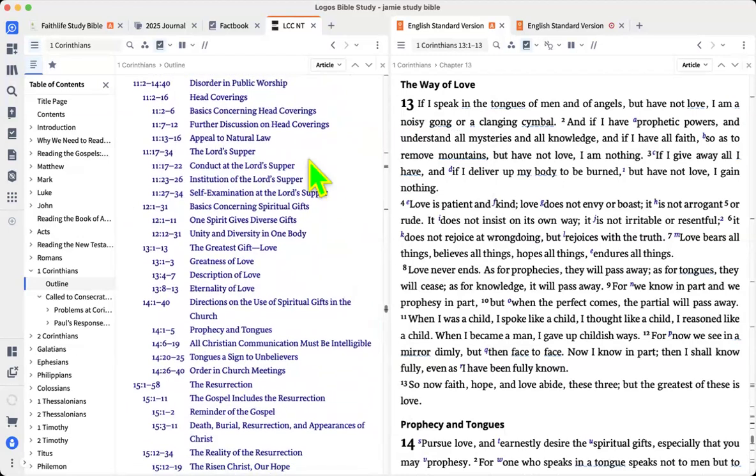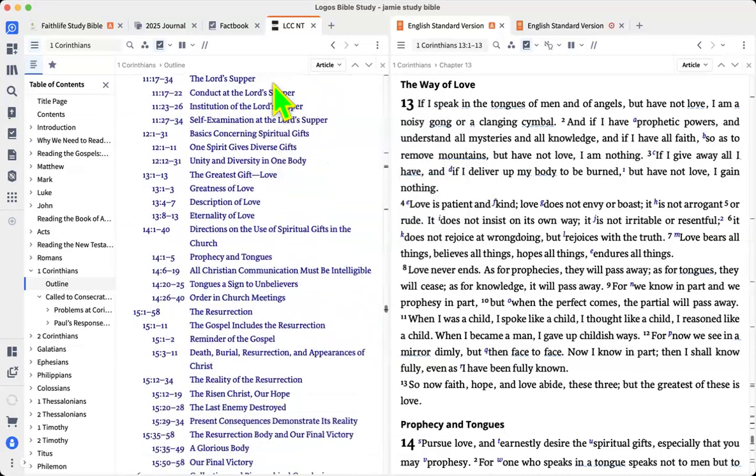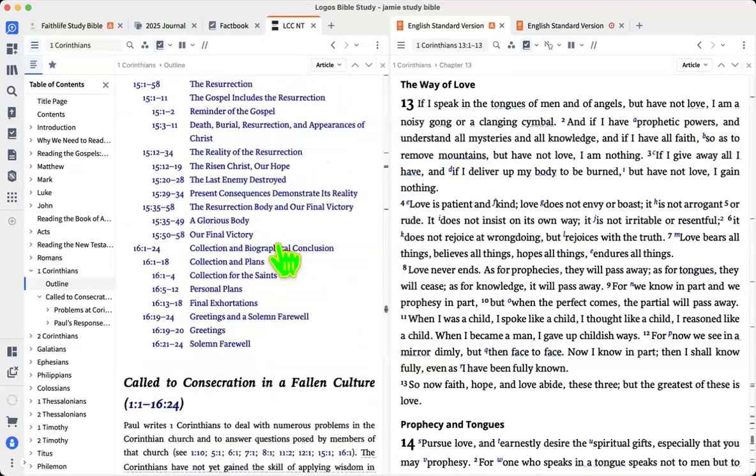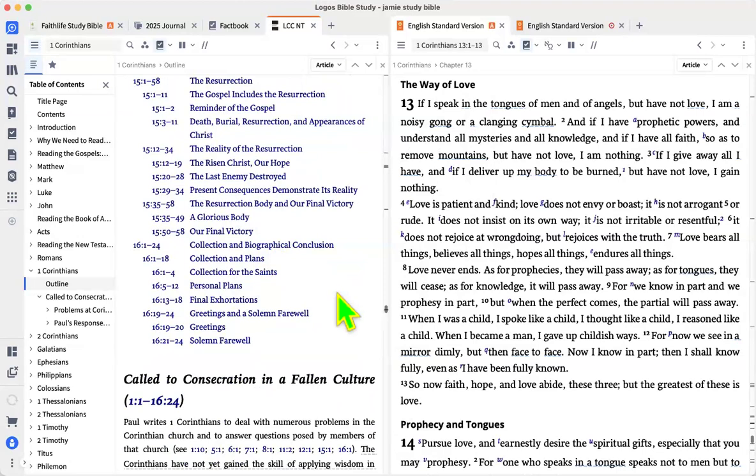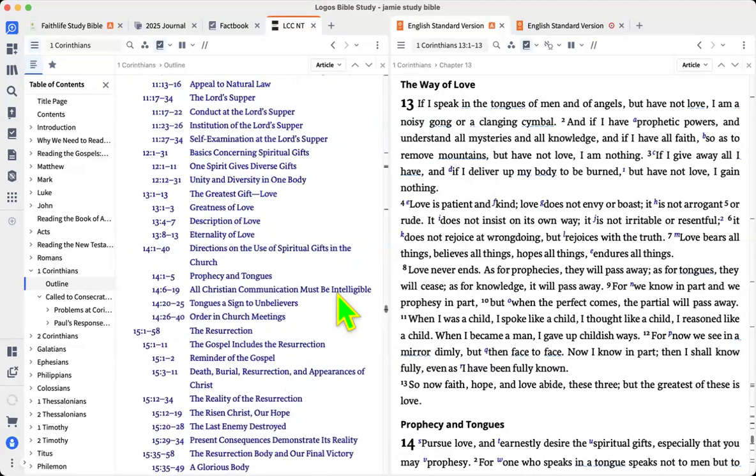Down here, I guess there was some discussion about, there were questions about the resurrection. So he discusses that in chapter 15. And then he's going to close with some biographical information. He's trying to collect some money from them. He wants to come visit them and so on there at the end.